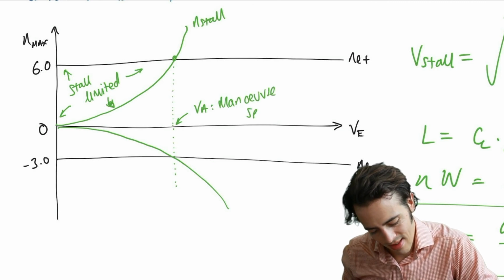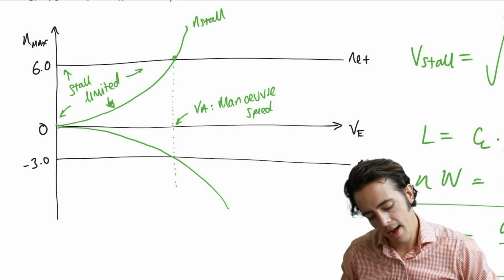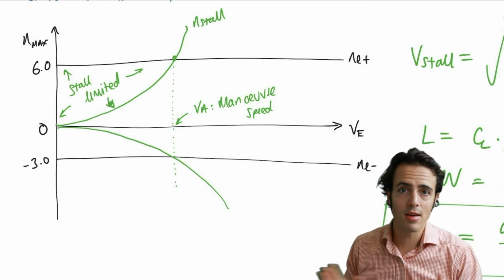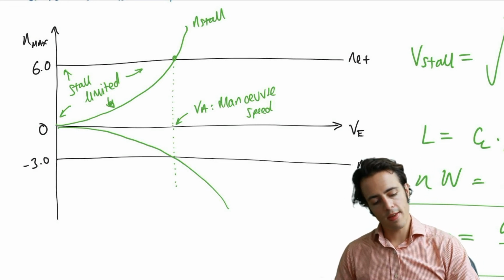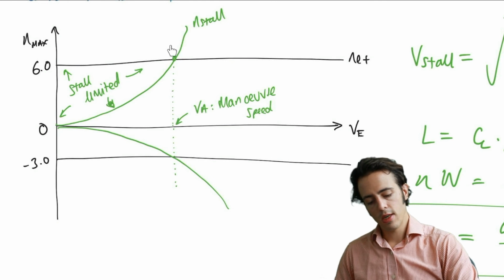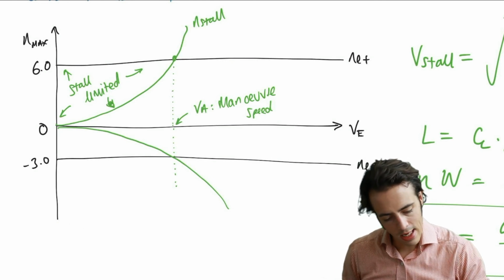Manoeuvre. It took me so long to learn the spelling of manoeuvre when I was an undergraduate that I simply can't spell it the American way now. So our manoeuvre speed is the speed at which we've got this intersection of our stall and the limit load here. So we're going to talk about that a little bit.